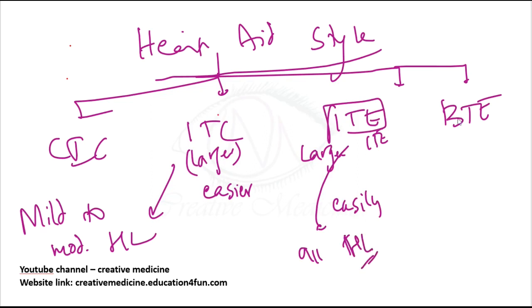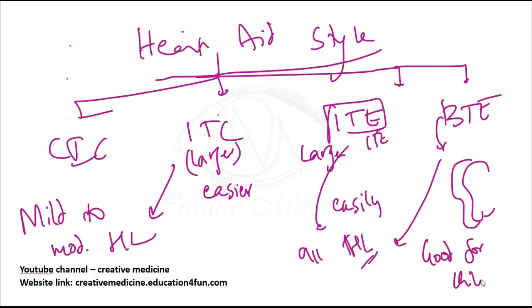Then we have the behind the ear type. In the behind the ear type, there is a circuit which is fit behind the ear, and this is also used for a wide range of hearing loss, and it is good for children. Next, these are the different types of hearing aid styles.